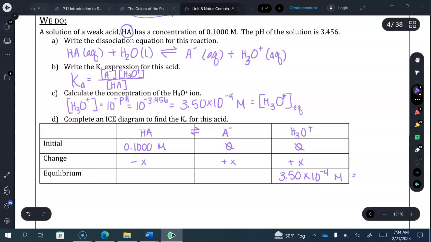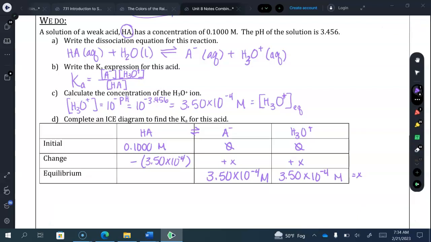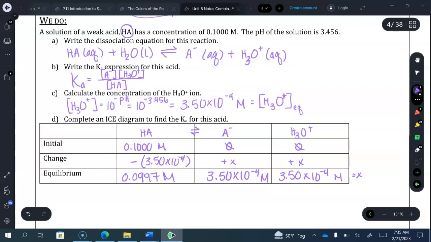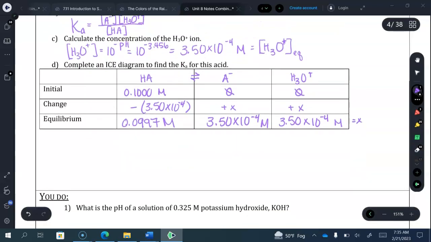That ends up telling us that that is equal to X, so I know that this has to be 3.50 times 10 to the negative 4 molar, and that this X is actually. And so when I solve this process to get my equilibrium for my weak acid concentration, I end up with this by plugging it into a calculator.